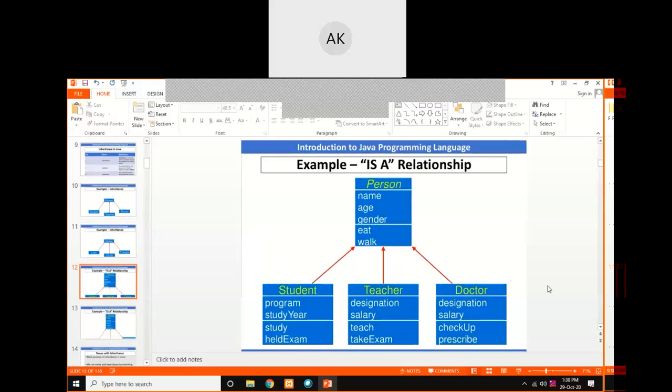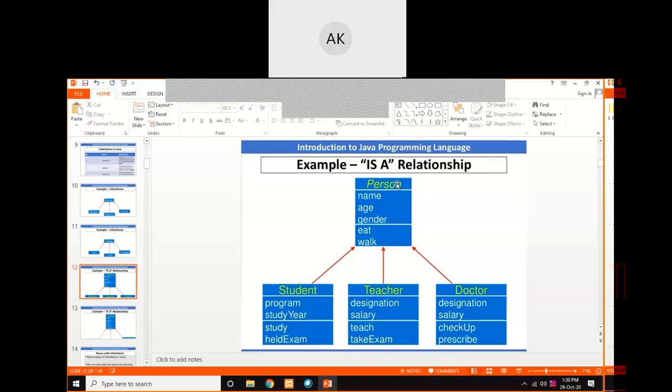Then sometimes you may get the question represented like this, that is, in diagrammatical form. Such a diagram is called a class diagram. This rectangle or square box represents the class diagram, in which we divide this particular box into three parts.